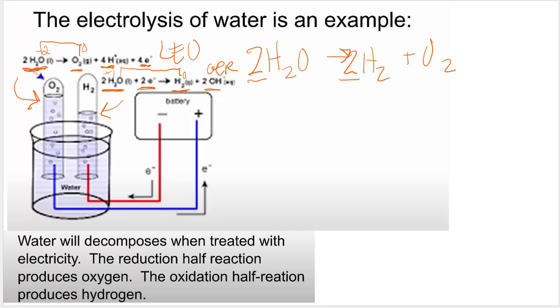So when we look at this, we see the oxidation half reaction and the reduction half reaction producing the elemental forms of hydrogen and oxygen. The oxidation half reaction produces the oxygen. The reduction half reaction produces the hydrogen. This is a non-spontaneous process and must be driven with force with a battery, which is an external circuit.